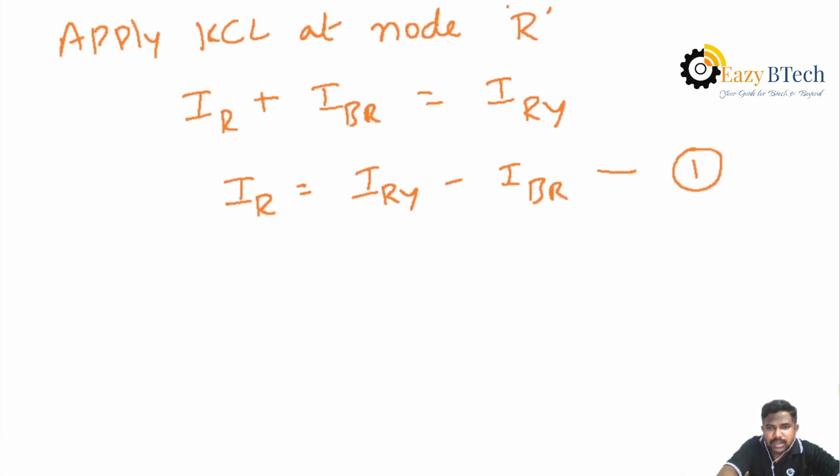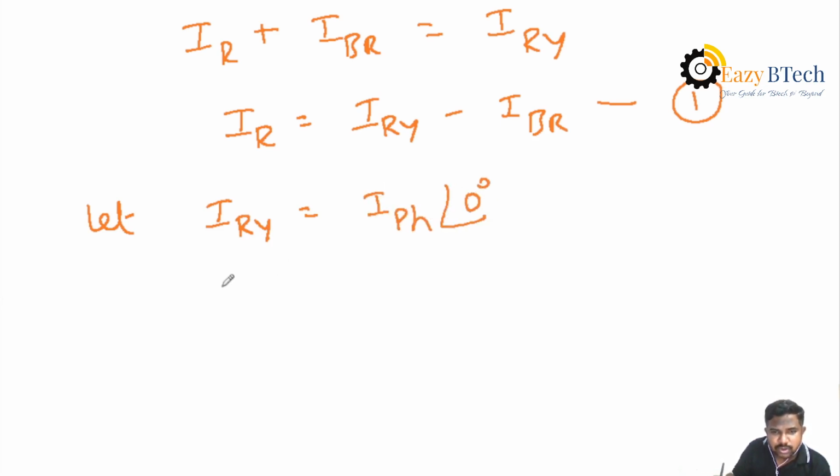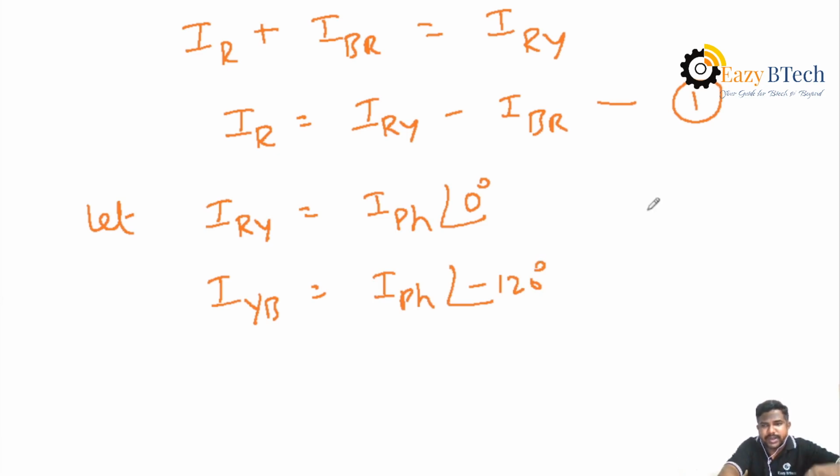We know that IRY and IBR are all phase currents. That's why all currents are equal in magnitude, but all are displaced by 120 degrees from each other. That's why, in the first difference, IRY, that is the phase current, is at an angle of 0. The second one is IYB, that is IPH displaced at 120 degrees.